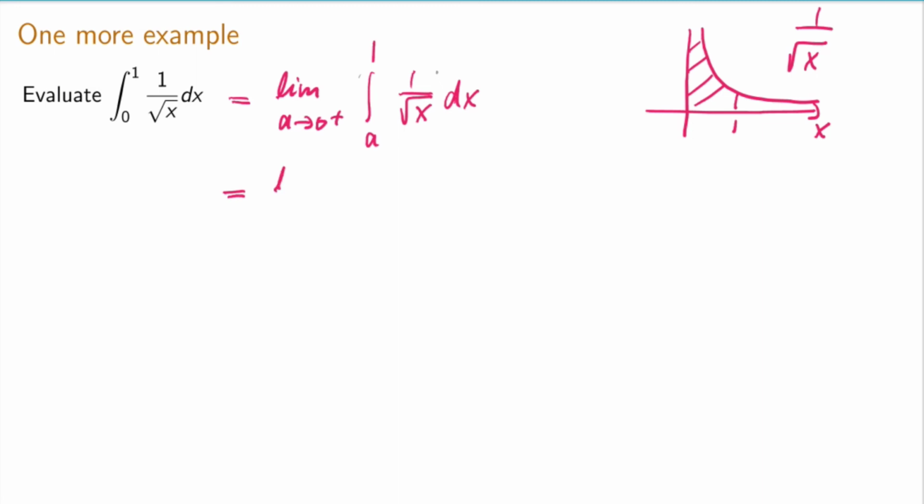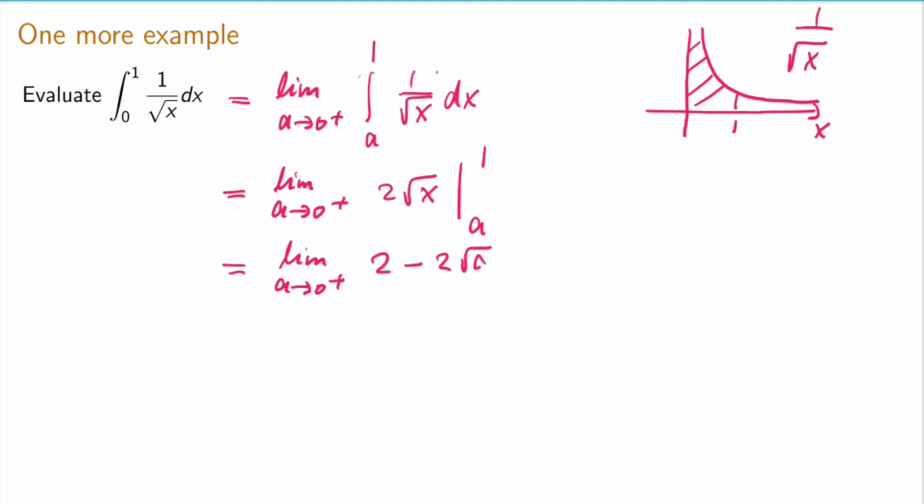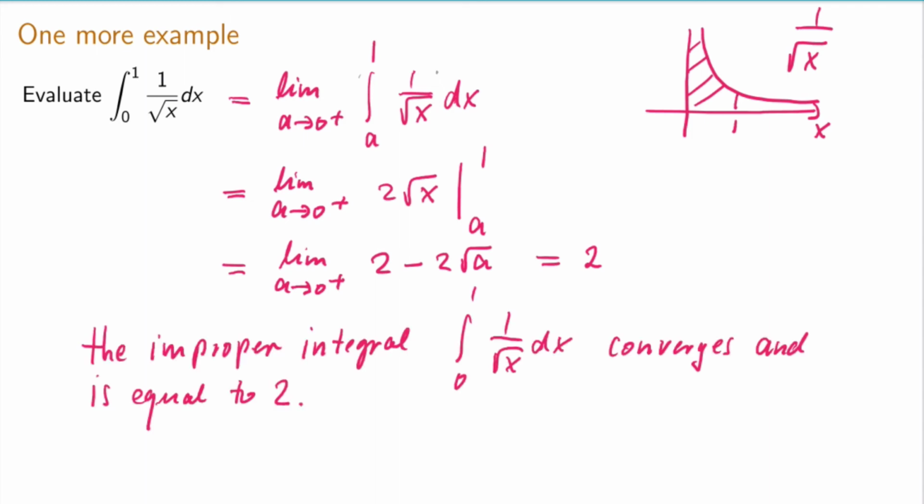And then this is equal to the limit as a goes to 0 from the right. The antiderivative is 2 root x, evaluated from a to 1, which equals the limit as a goes to 0 from the right of 2 minus 2 root a. Now we can safely let a go to 0, and everything here is equal to 2. Here we would say the improper integral converges and is equal to 2.